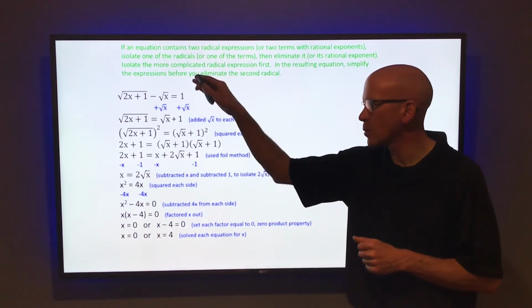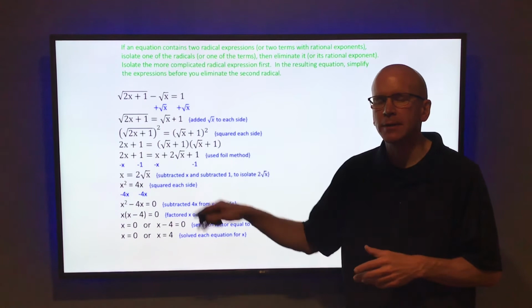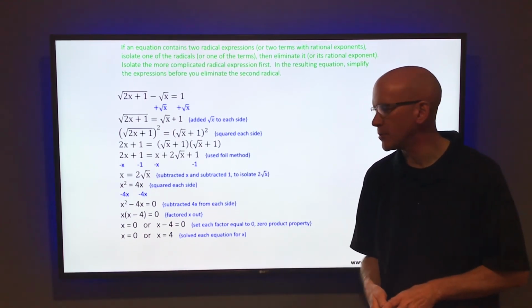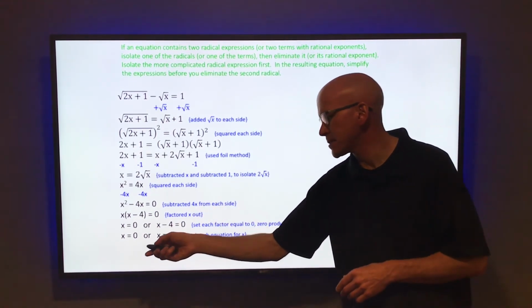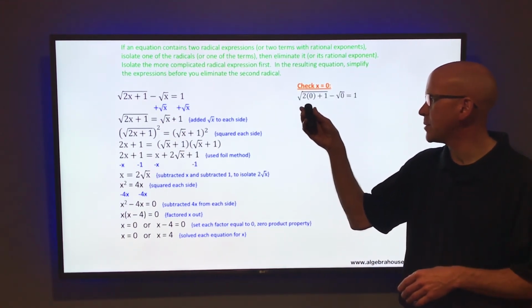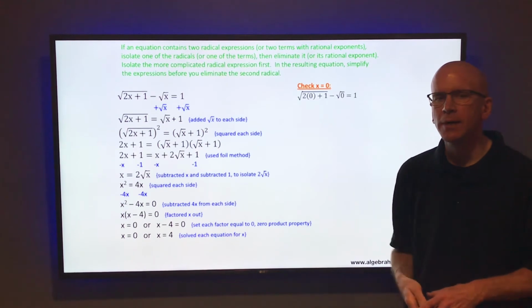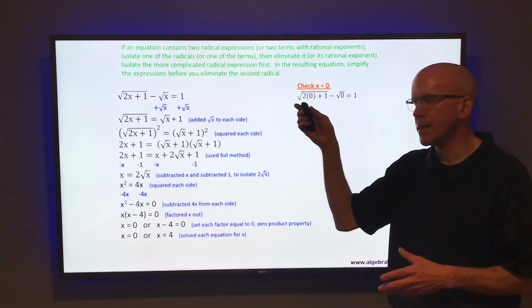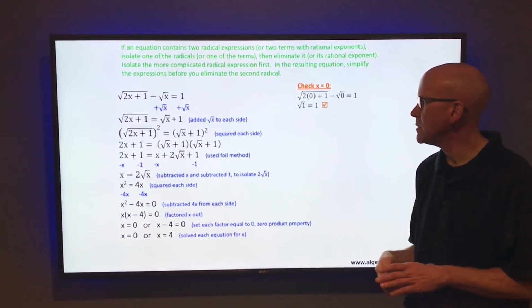But we did square both sides as we're working through this. So we may have introduced an extraneous solution. So we're going to check those back in. Substitute 0 back in for x into that original equation. We get the square root of 2 times 0 plus 1 minus the square root of 0 equals 1. Well, 2 times 0, that is 0. Plus 1, that's 1. We get the square root of 1.